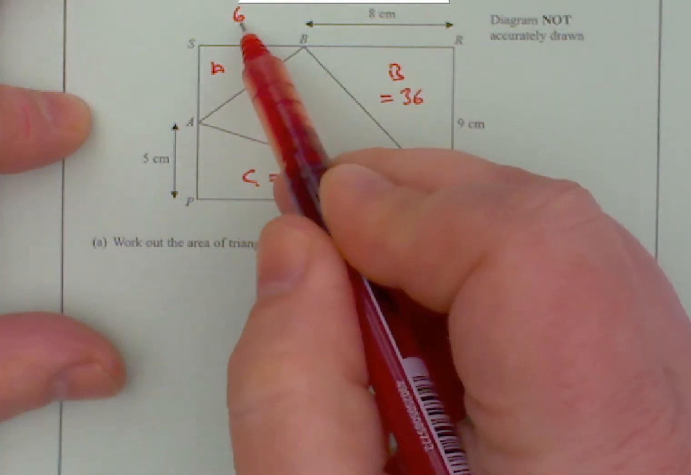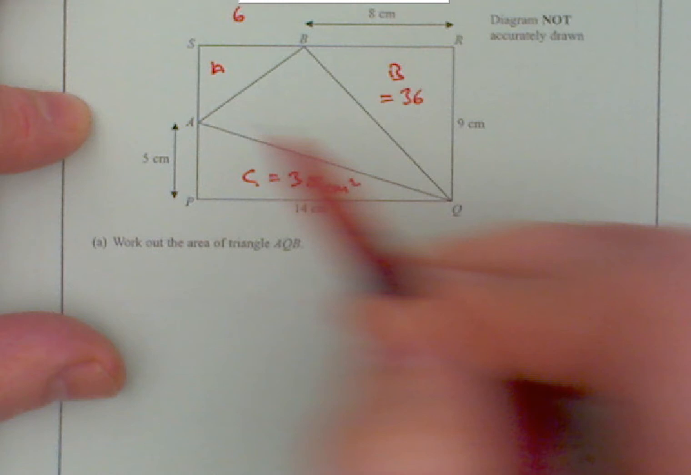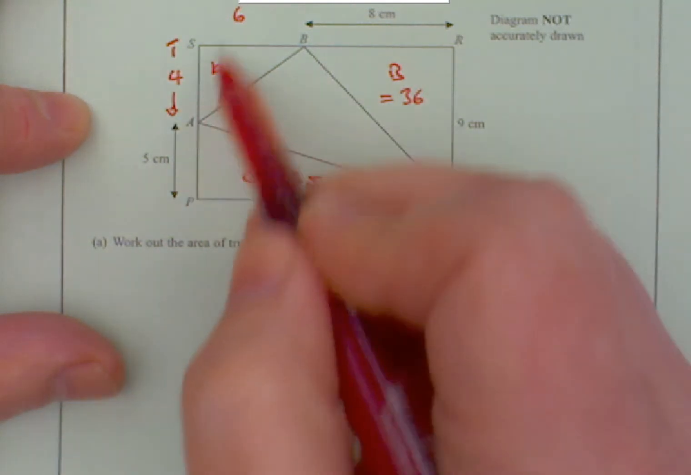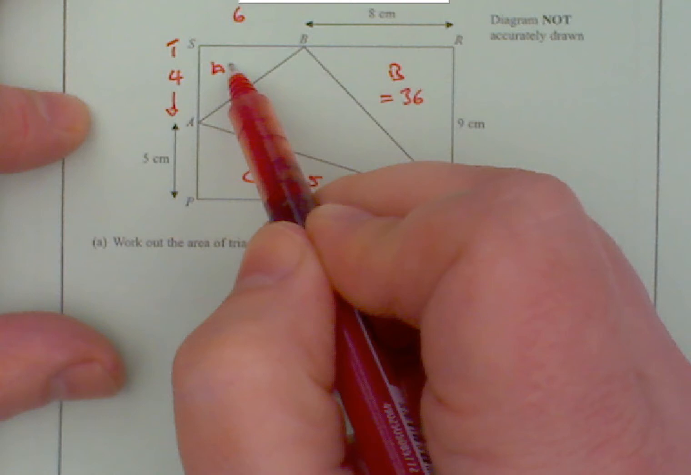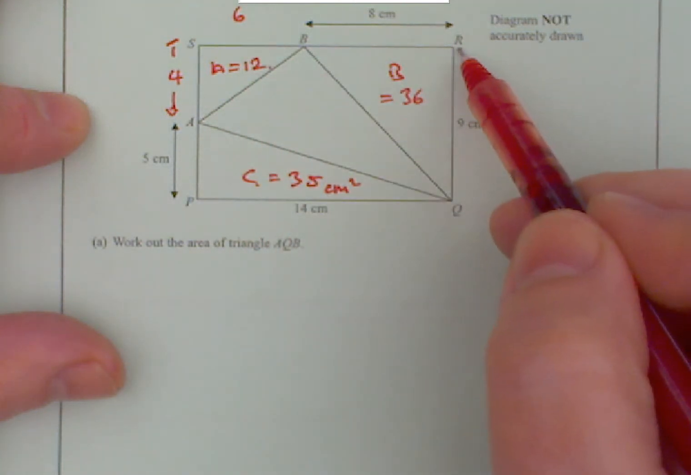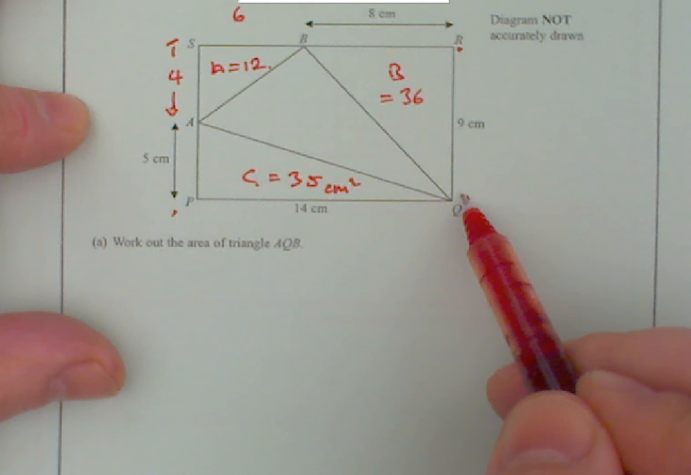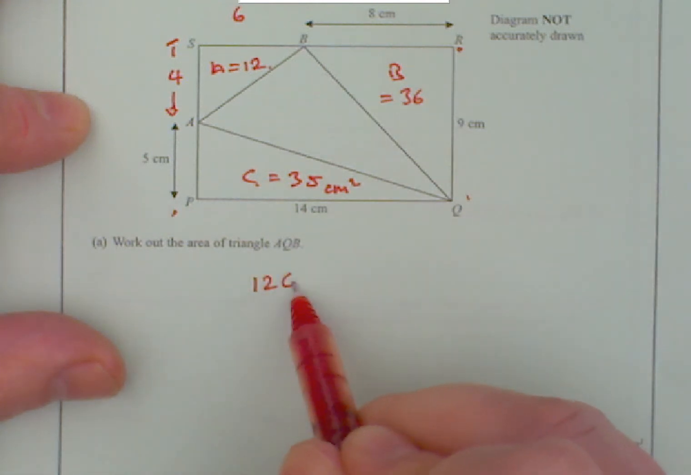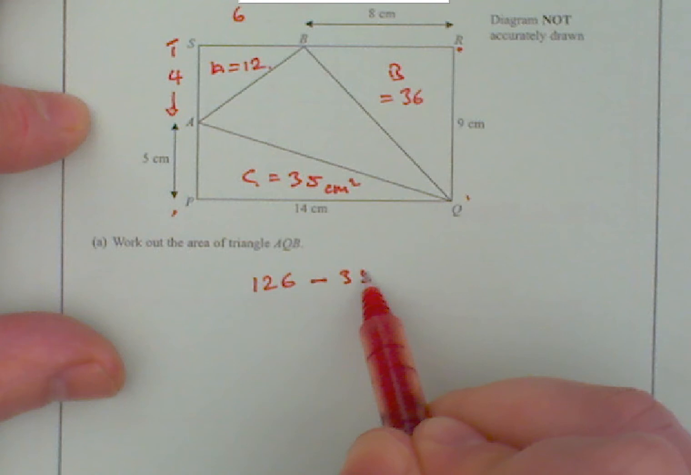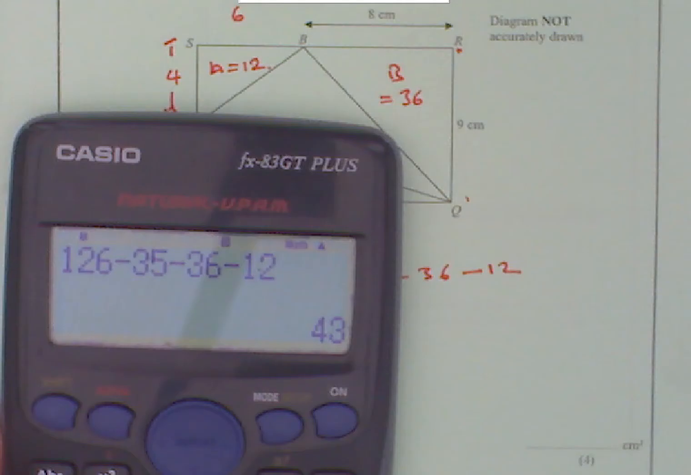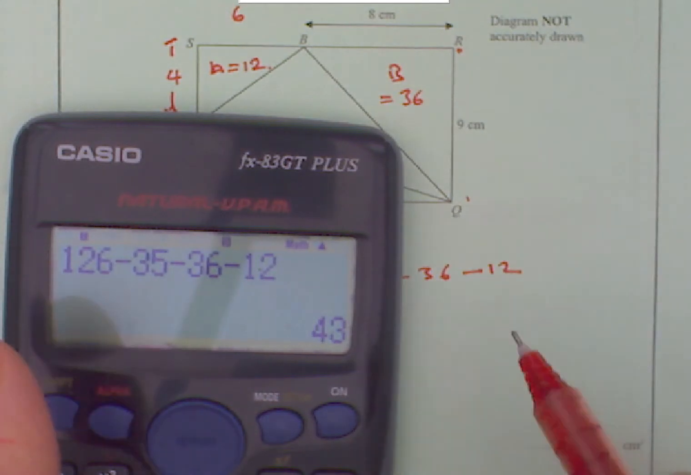And here I've got 9. If this is 9, this must be 4 to make up the 9, and so I'm just going to get 12 here. And now the whole thing was 9 times 14, which is 90, and 36, 126. So I've got 126, take away 35, take away 36, take away 12. And that equals 43.